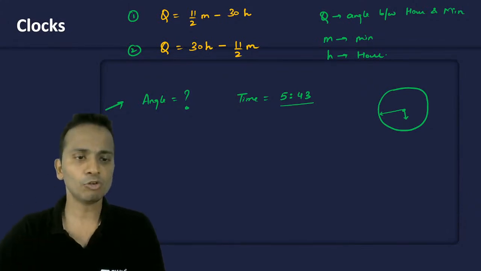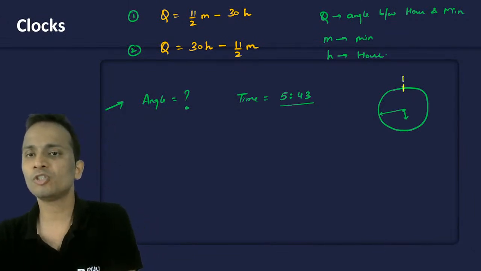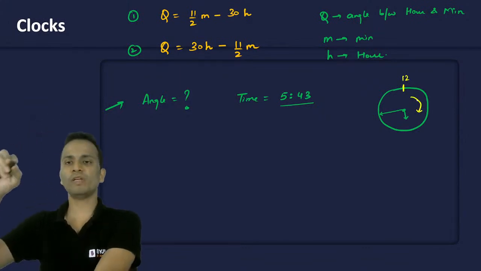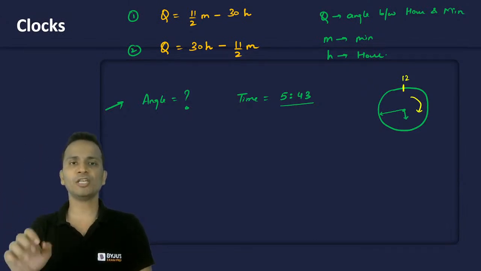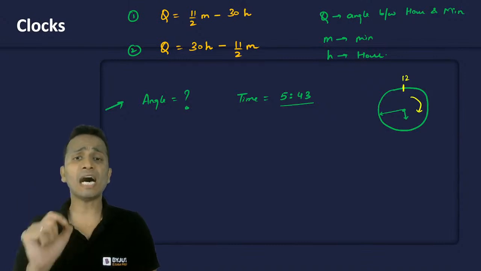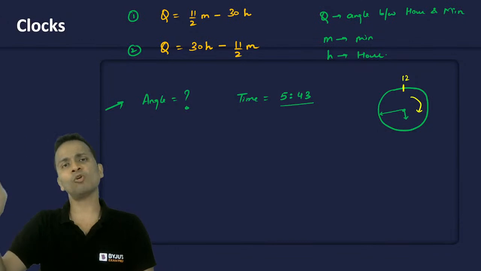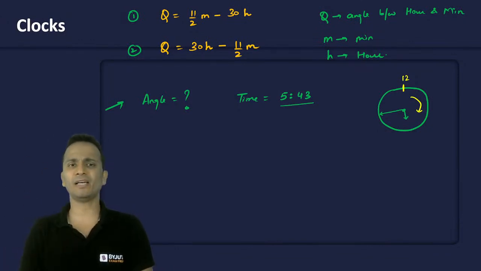Right. Now, to decide which formula to be used, start from 12 and we'll start moving in clockwise direction. If I move in clockwise direction, which hand will come first? So for this particular case, hour hand पहले आ रहा है और minute hand बाद में आ रहा है. 12 से start करो, clockwise direction में move करना शुरू करो. Hour hand इस case में पहले आ रहा है, तो formula में h बाद में होना चाहिए.